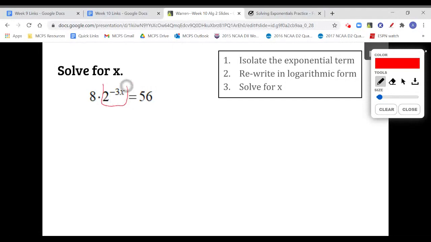So that is 2 to the 3x. I'm going to have to divide by 8 to move away the 8. Also, just a reminder, good idea to pause this, try it on your own, and then double check your answer. I'm going to keep moving.